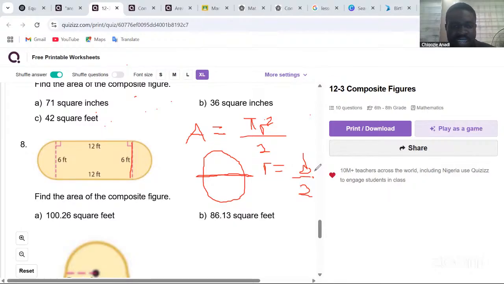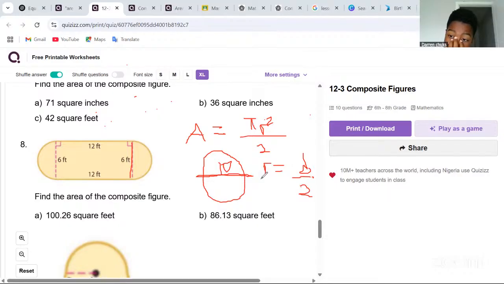Meaning that if you want to find the radius when you're given the diameter, you just need to divide that diameter by 2. And the same thing too, if you're given the radius and you want to find the diameter, just multiply the radius by 2. So imagine now if I tell you that the diameter of this particular semicircle is 10 meters. What will be the radius? The radius will be 5. Very good. Correct.